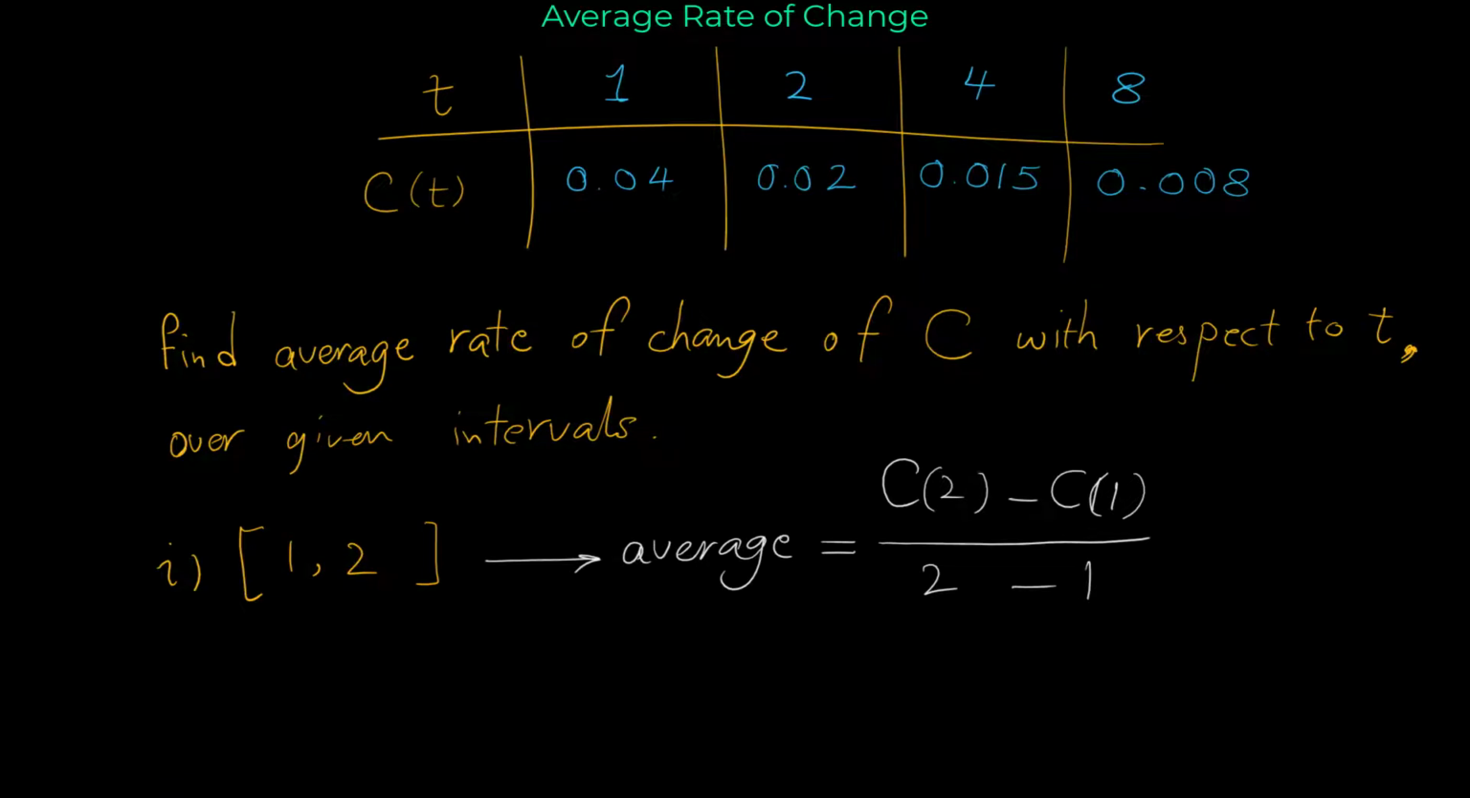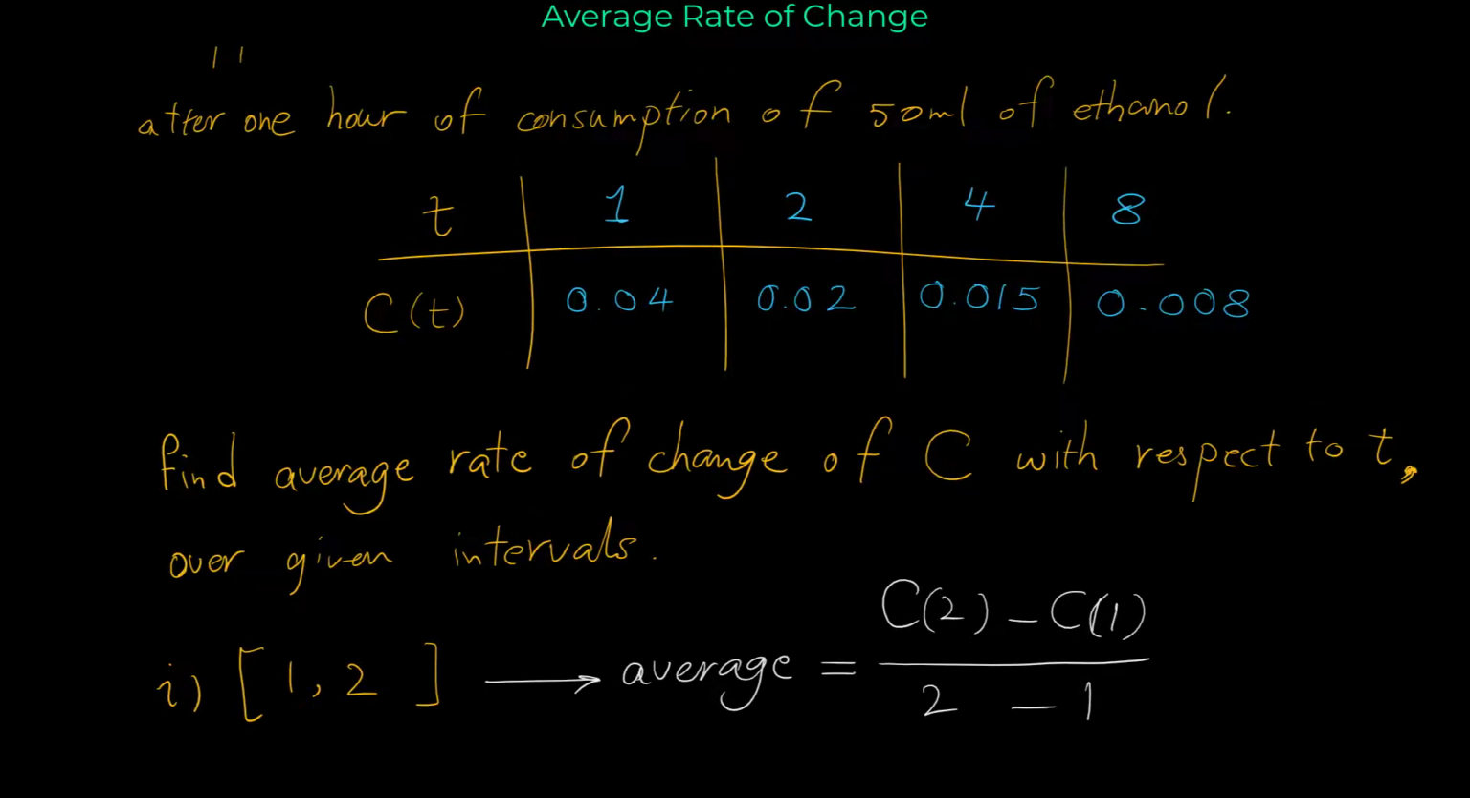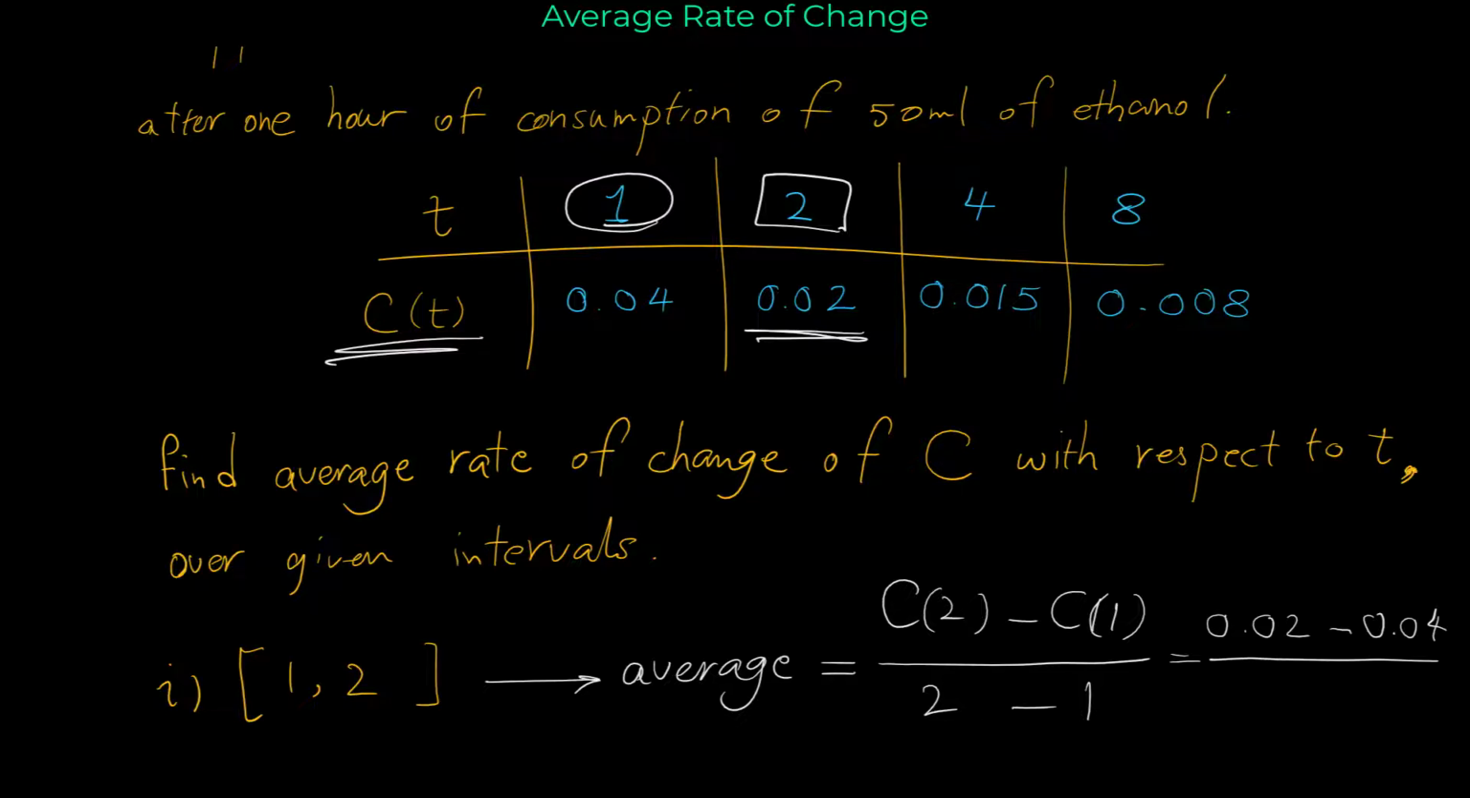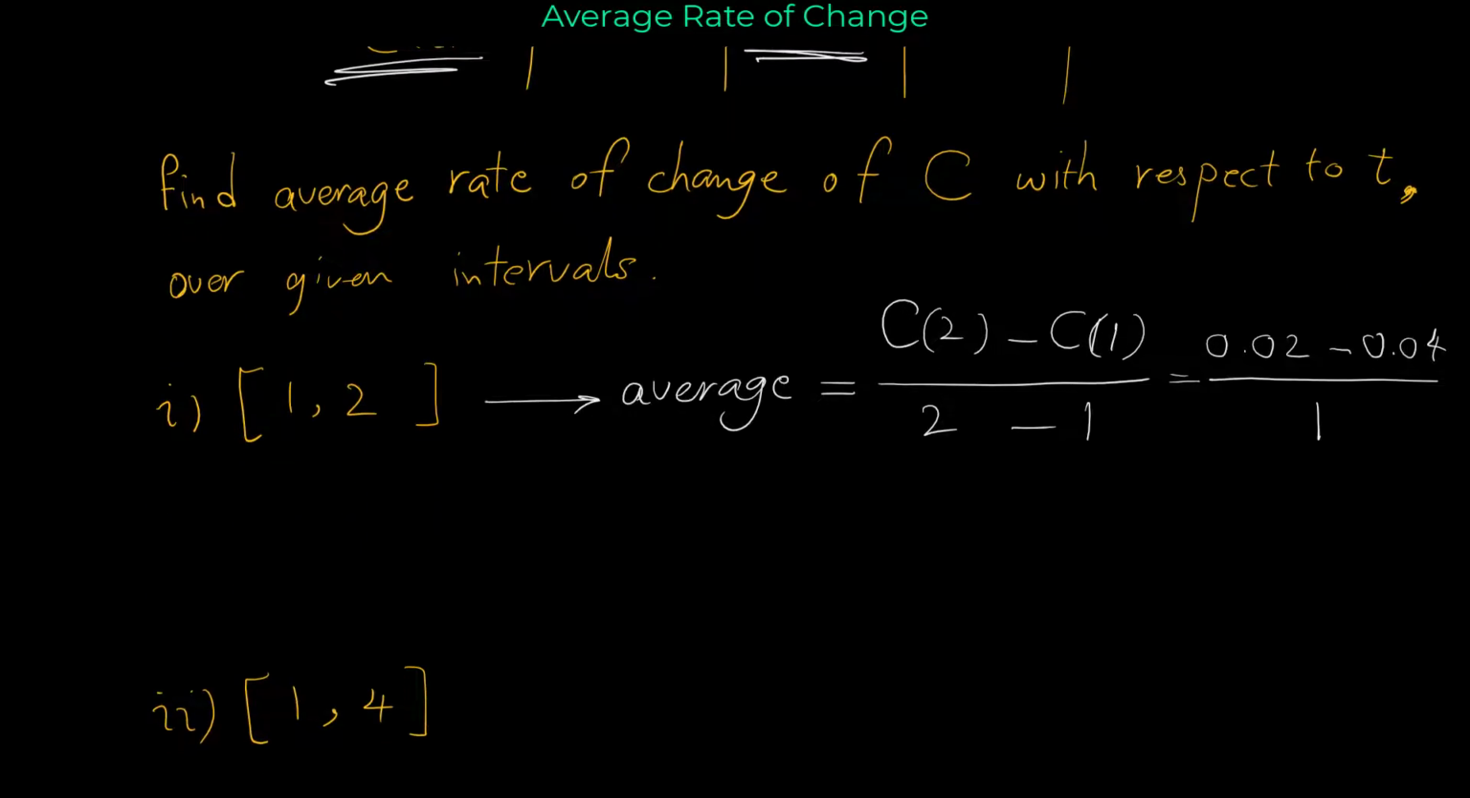For finding C2 and C1, we have to use our table. When T is 2, the C value, C of 2, is 0.02. So 0.02 minus C1. When T is 1, C1 is 0.04. So we have to subtract these two values over 2 minus 1, which is 1. 0.02 minus 0.04 is negative 0.02.